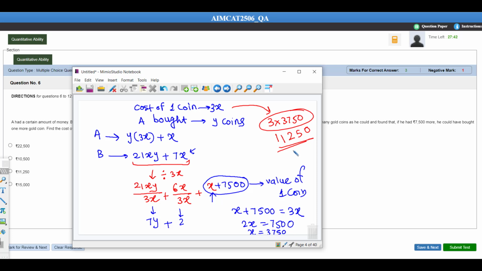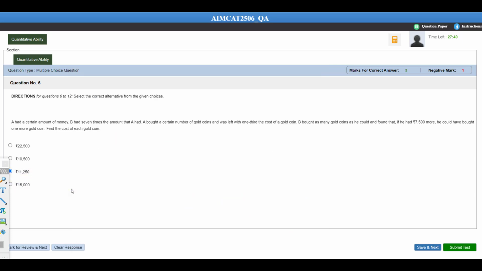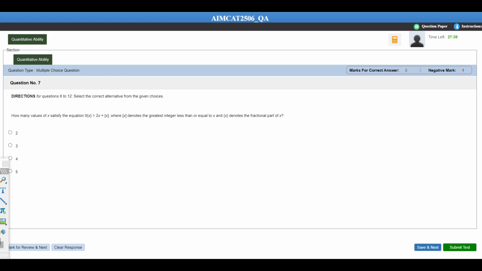11250. Okay, 11250, that is equal to the third option. After this, 27 minutes are left. We're done with 4 questions as of now. Question number 7, how many values of x satisfy this? I guess we need to think on this. Okay, it will take some time. Let's move to the next question.